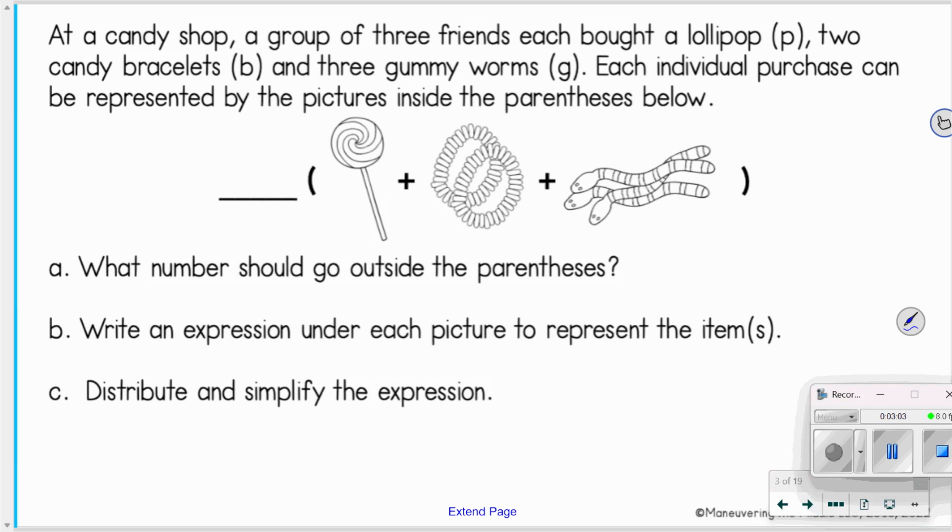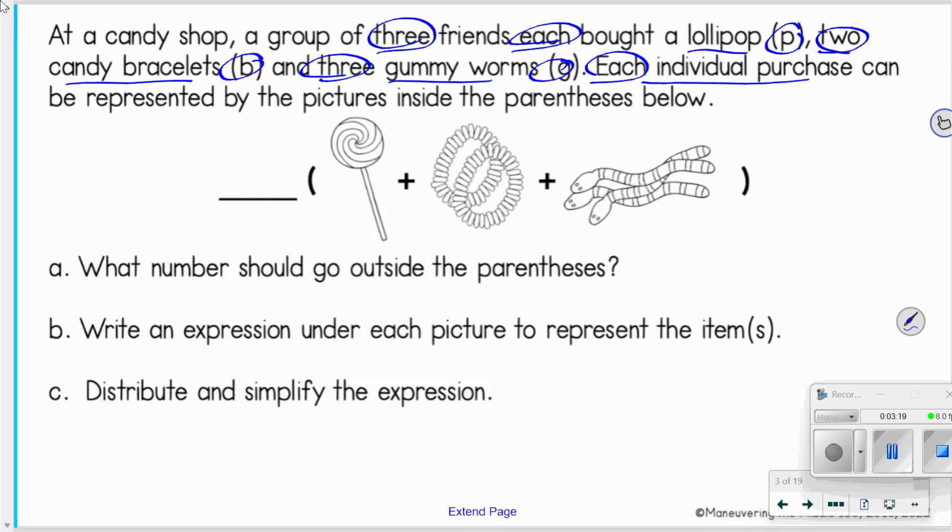Okay, on this one, at a candy shop, a group of 3 friends each bought a lollipop, 2 candy bracelets, and 3 gummy worms. Each individual purchase can be represented by the pictures inside the parentheses below. So, what number should go outside the parentheses? Alana? Oh, 3 because it was a group of 3 friends and they each bought those items. Good. The 3 goes out there because there were 3 friends who each bought everything on the inside. So we're okay with that?